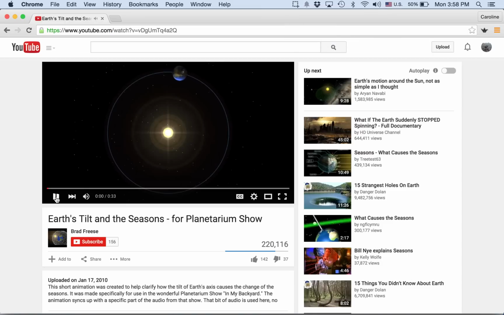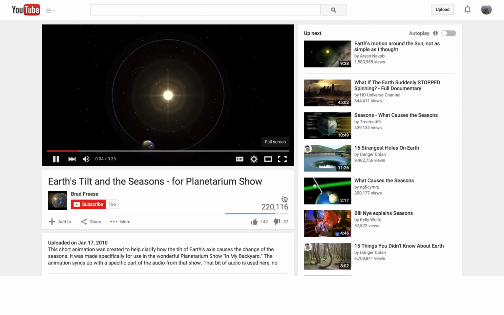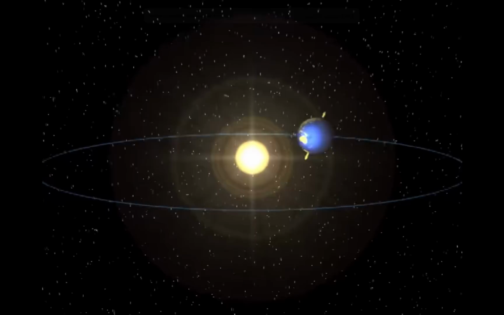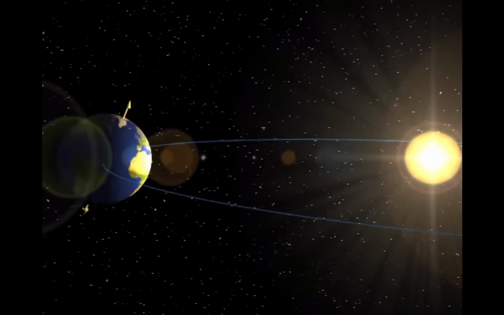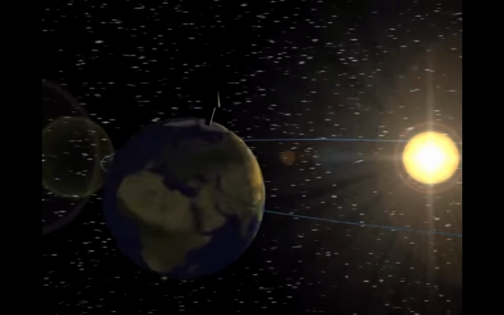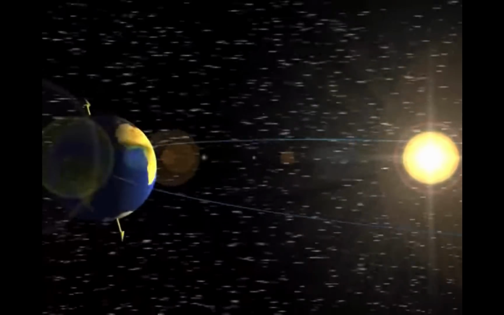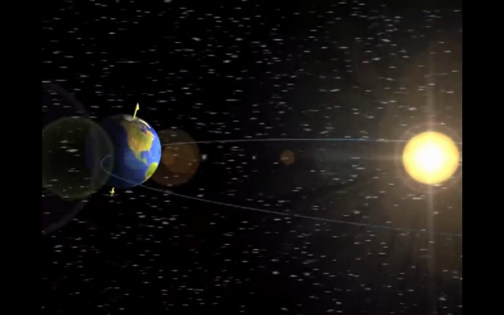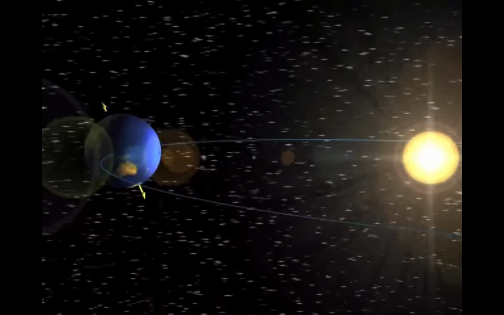And here it is. The Earth travels around the Sun. It takes 1 year for the Earth to go all the way around the Sun one time. And because the Earth is tilted, sort of like a spinning top, parts of the Earth get more heat and light from the Sun at different times of the year. You see? Spring, and summer, fall, and winter.